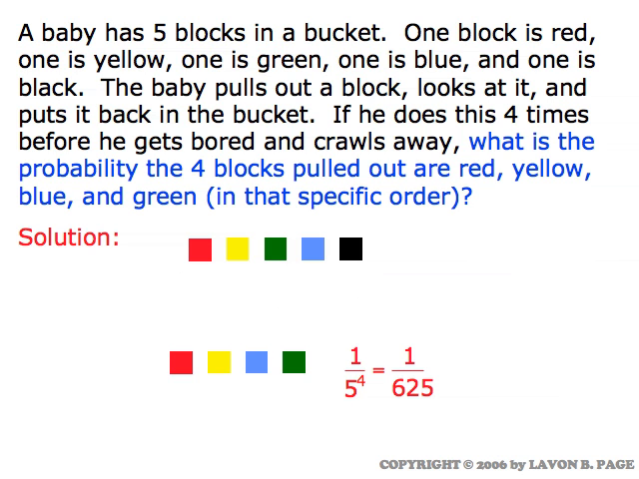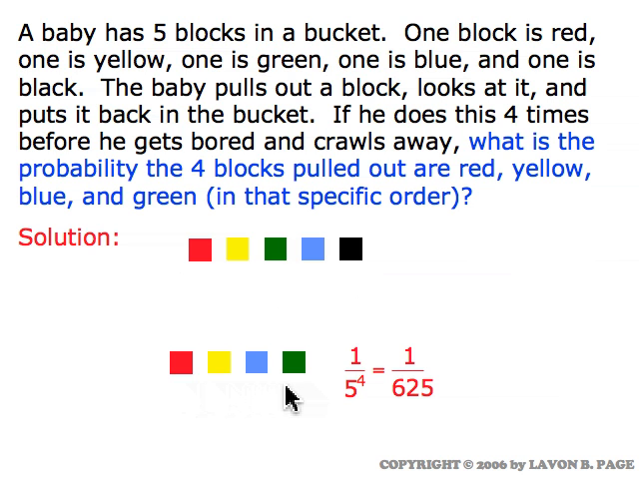A baby has 5 blocks in a bucket. A red one, a yellow one, a green one, a blue one, and a black one. And 4 times the baby is going to reach into the bucket, pull out one of the blocks, and put it back. Our question is, what's the probability that the baby pulls out specifically the red block first, the yellow block second, the blue block third, and the green block fourth?